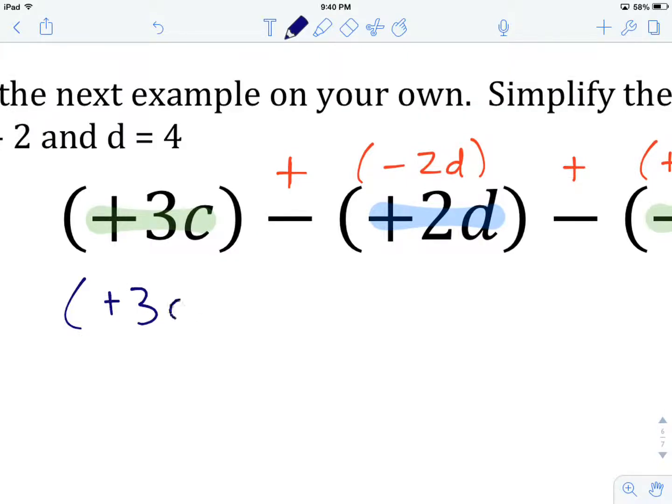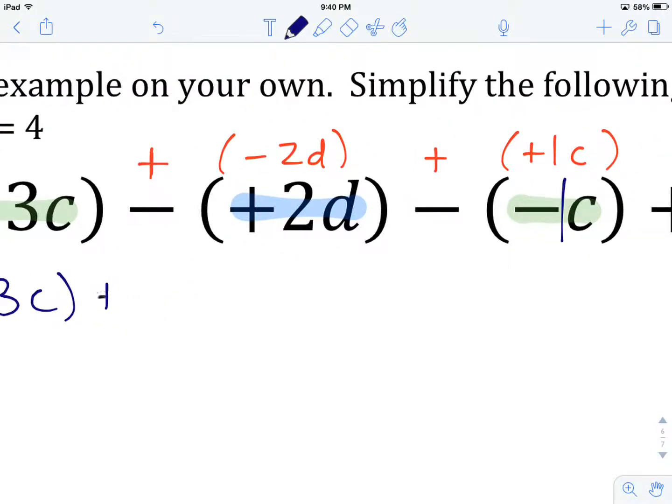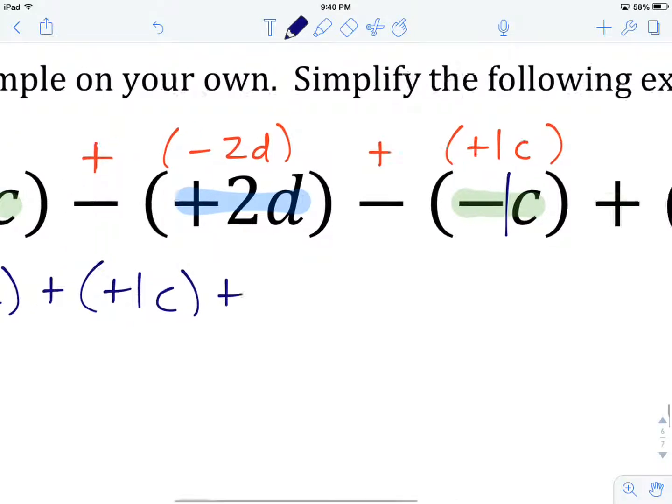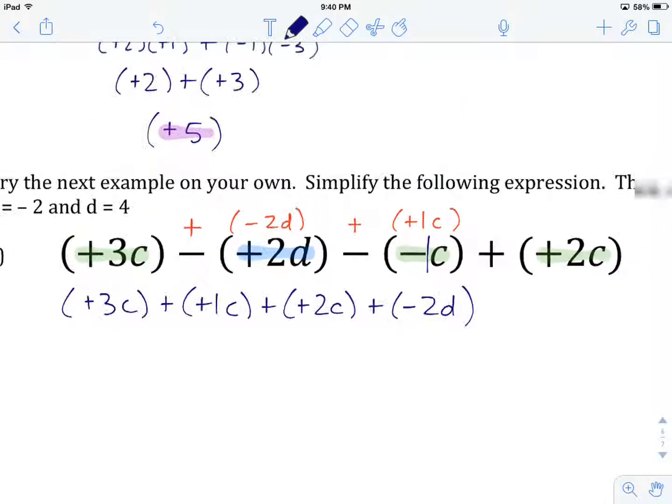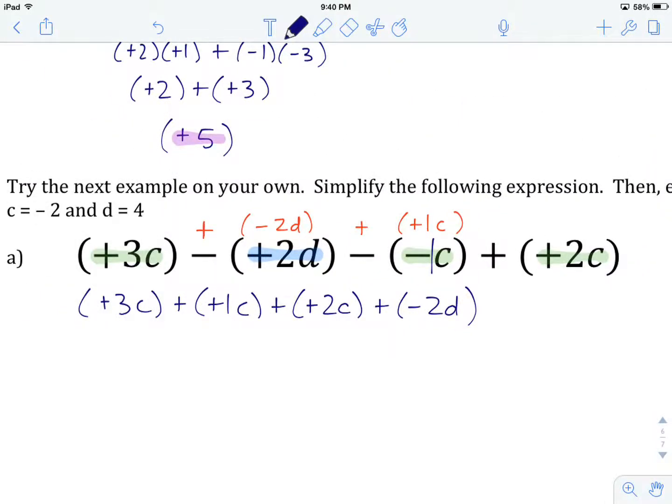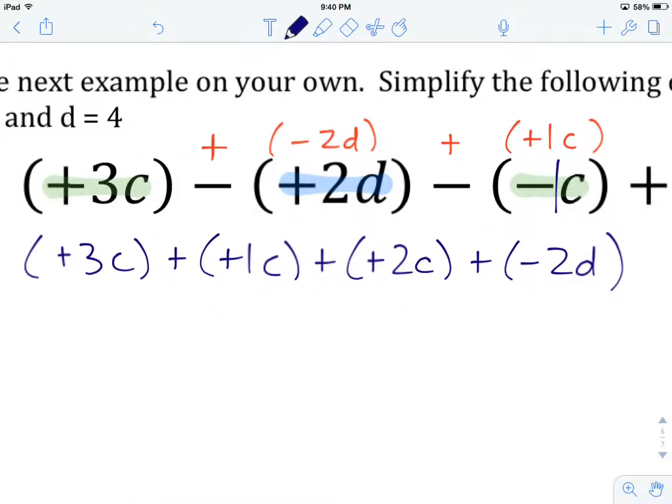Start by writing our c's first. So we have positive 3c plus positive 1c plus positive 2c, a lot of c's right there, plus negative 2d. So there's my rewrite step. Got the 3 like terms at the beginning. Again, you can have 3 or more. It's no big deal. Now we are going to combine those.